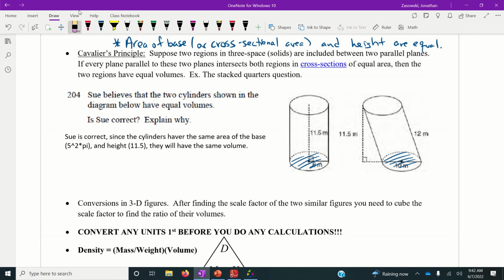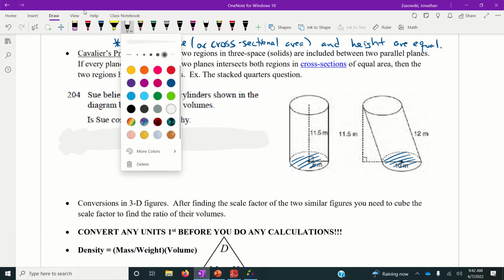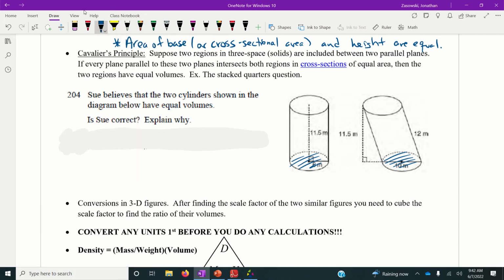Now, when you're doing this question, oh, we didn't need to have this here. All right. So what we're going to say is Sue believes the 2 cylinders shown in the diagram below have equal volumes. Is she correct?